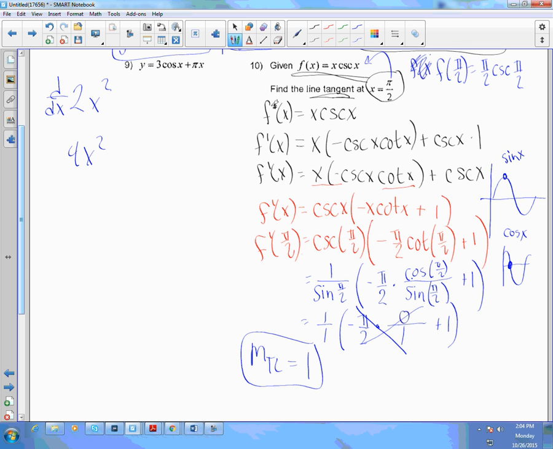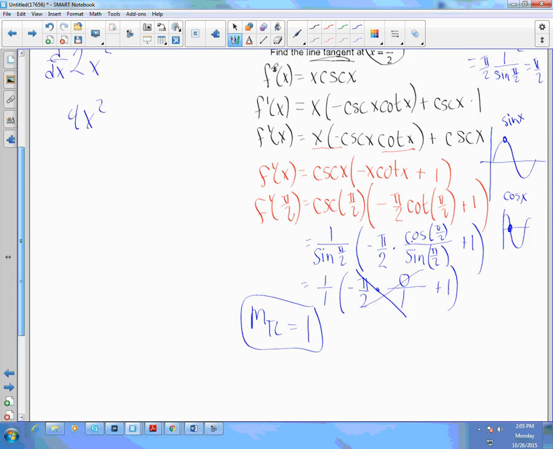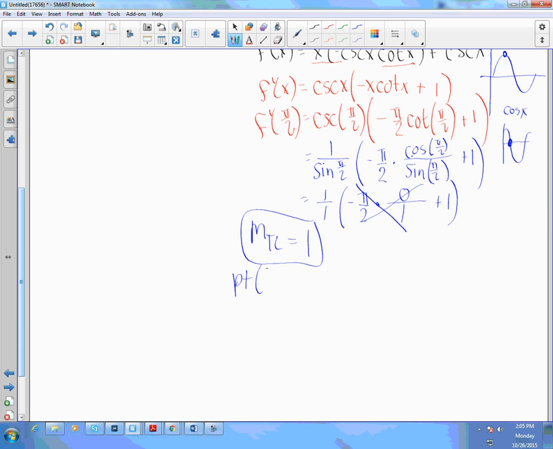1 over sine. You have to start getting these ingrained in your head. If you have trig reciprocals, start memorizing them. Oh, pi halves, we've done that. We just did that twice. Yeah, so pi halves times 1 is just pi halves. So our point is pi halves, pi halves. Okay, and then what equation do we need for the point pi halves, pi halves? y minus y1 equals m times x minus x1.